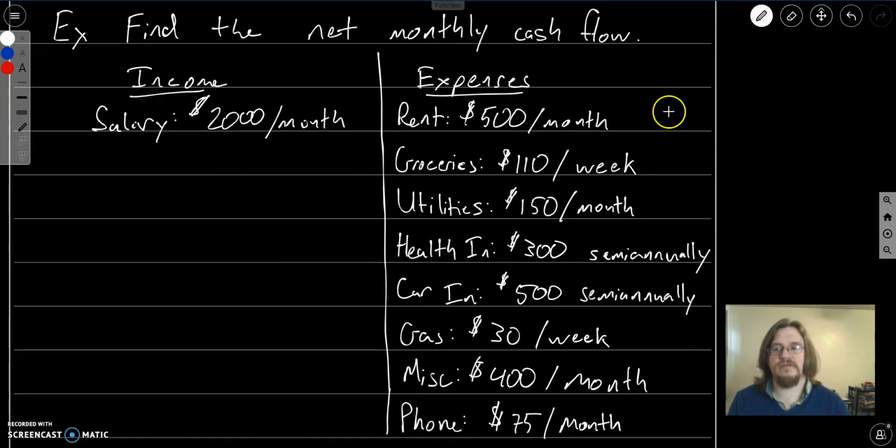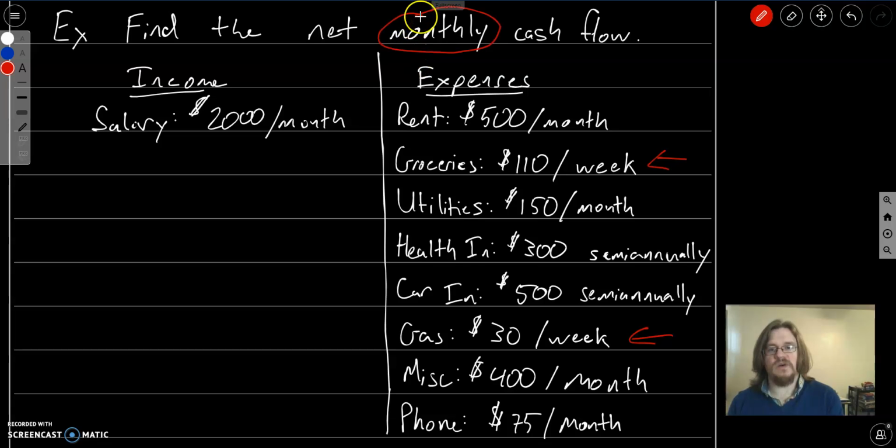So here I have a list of our income and some expenses, and we want to find the net monthly cash flow. Some of these things, what you'll notice is that these are occurring maybe weekly. Like we're spending $110 per week on groceries, $30 per week on gas. Some of these are happening every month, and some of these are happening semi-annually. So we'll need to convert. So again, we want the monthly cash flow. So we need to see how much we're spending each month on this.